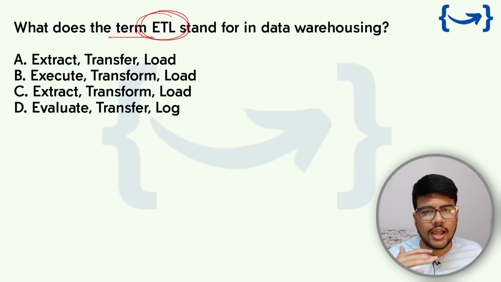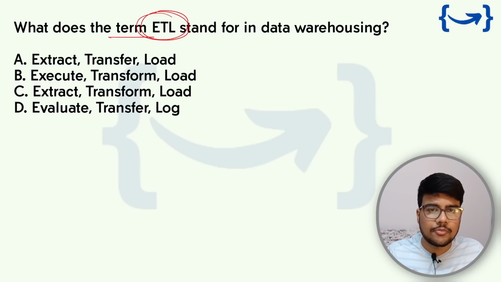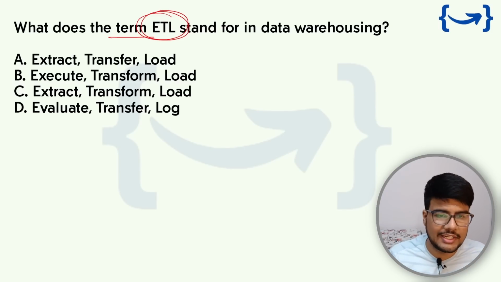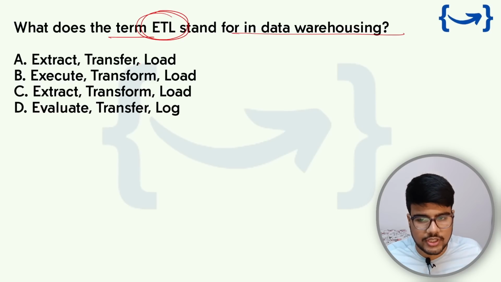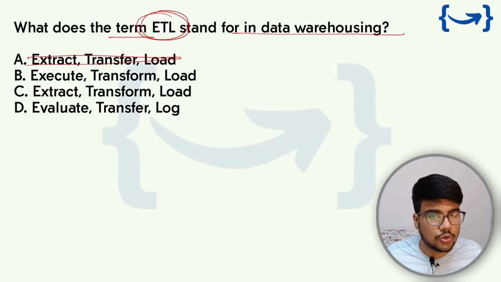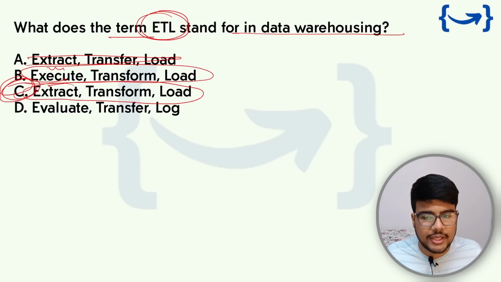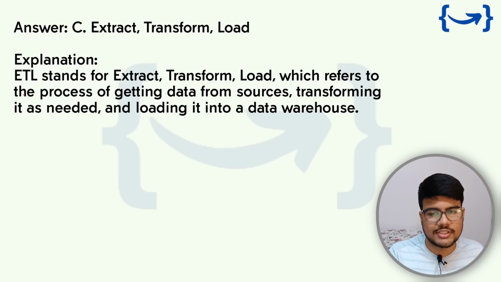If you are from a data analytics, data analysis background, if you have done some data analysis stuff, you might know about ETL. In data warehousing, extract transfer load, no. Extract transform load, no. It is execute. Extract transform load, yes. It makes sense. I don't need to check the rest. So C is the right option.